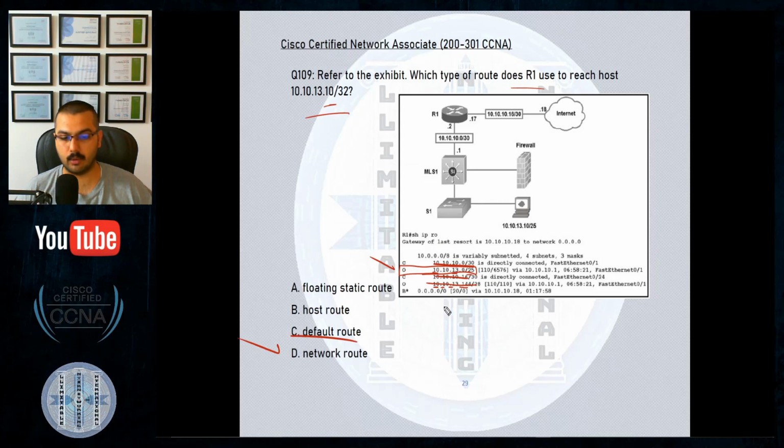This is not a default of zeros, this is not a host route of /32, and this is not a floating route because it's not an S with an AD of 2. This is a normal network route. Okay.